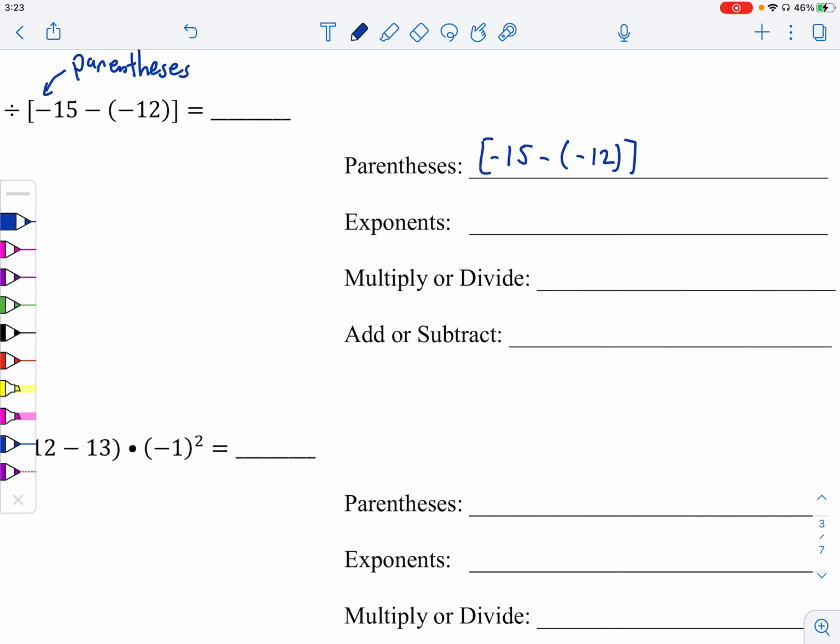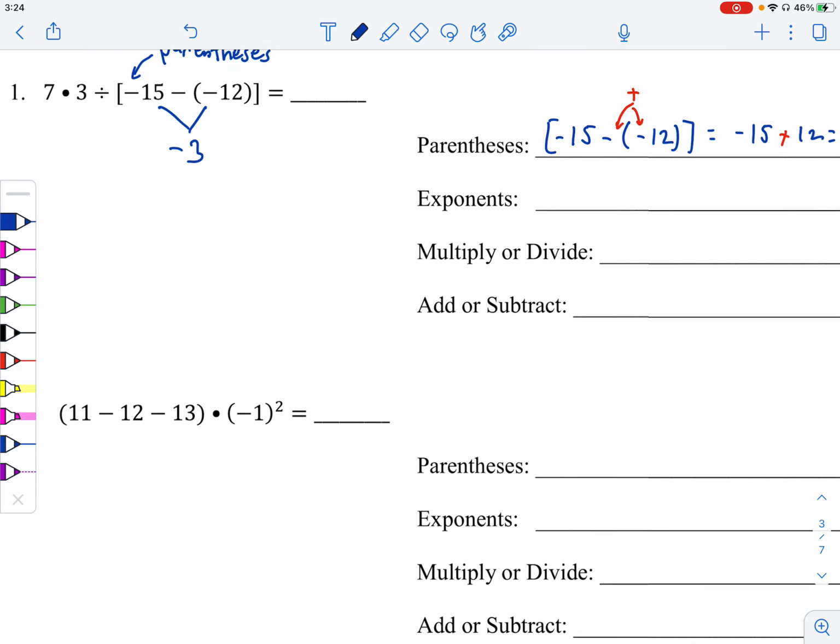And then we're going to calculate that on this line. So we get negative, remember the double negatives, right? So double negative here, this is addition, right? So we have negative 15 plus 12. These are double negatives. And then negative 15 plus 12 is negative 3. Okay, so negative 3, this whole thing right here is negative 3.